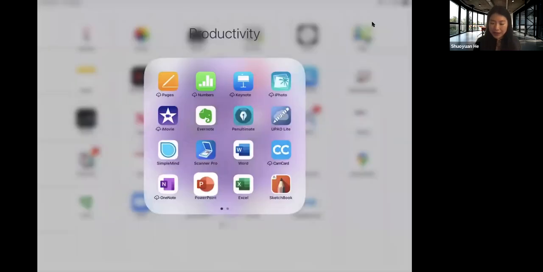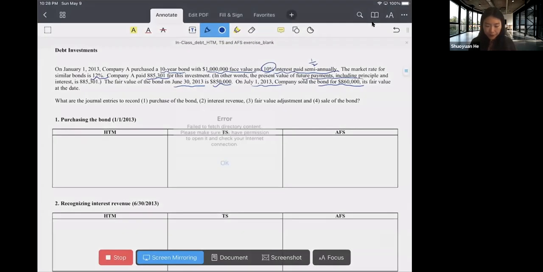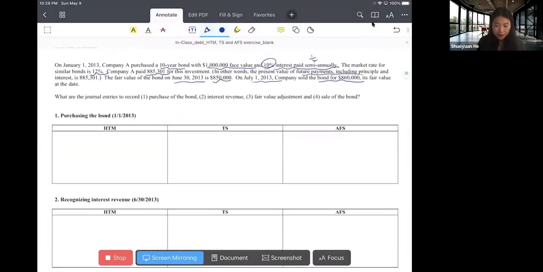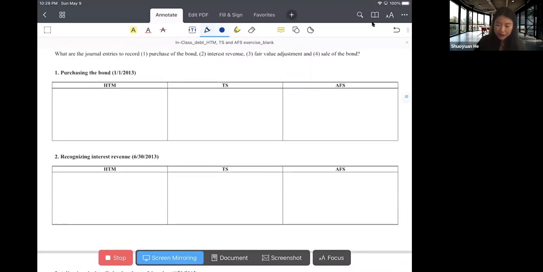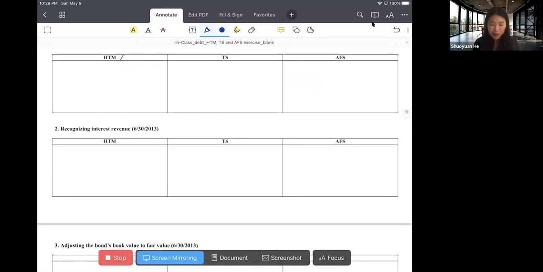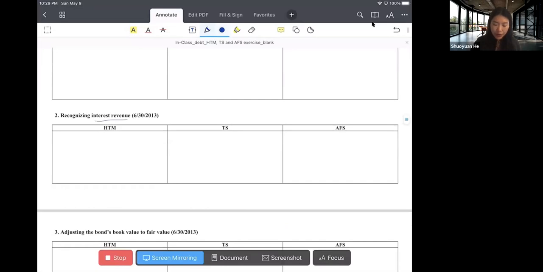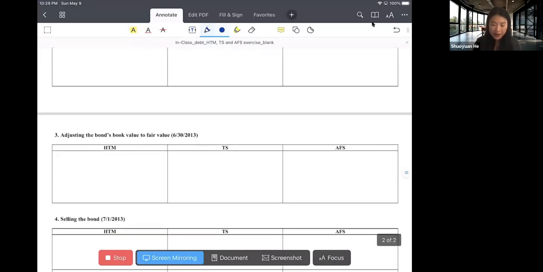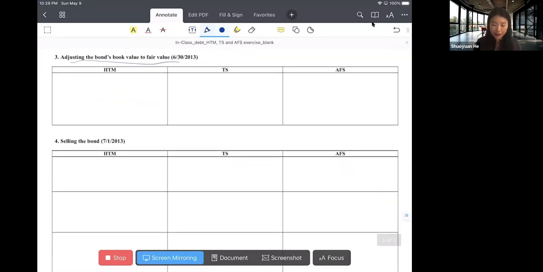So now let's look at an example. Let's first look at the held to maturity situation. What is the journal entry if you purchase the bond? And what is the journal entry to record interest revenue? Is there any journal entry to adjust the bond's book value to fair value? And how about when you sell the bond? Please take 10 minutes, try to write out the journal entry on your own, and you can pause your video for now.